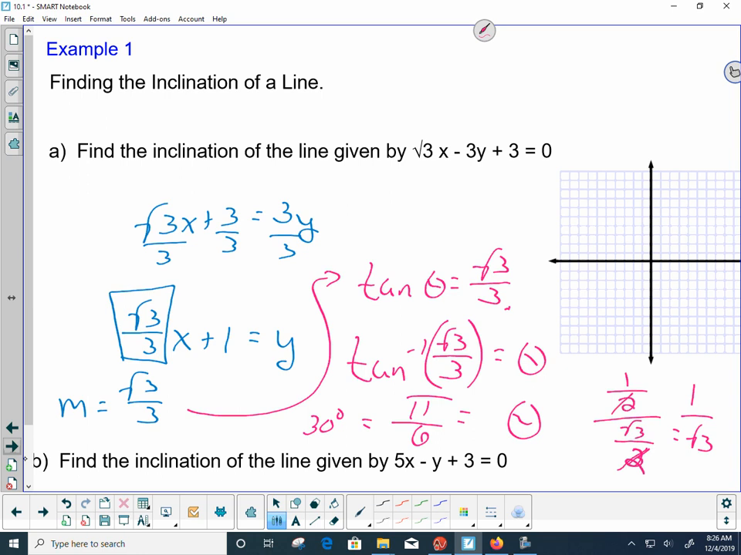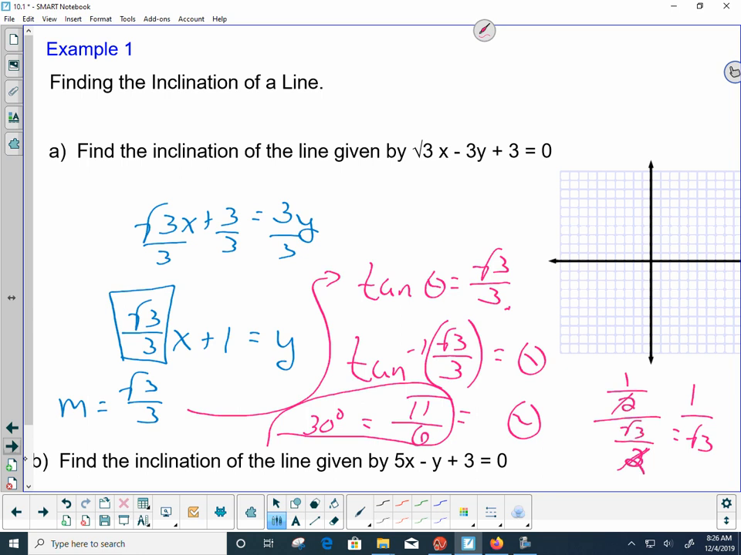But let's face it, if you didn't know it, what would you do? Put it in your calculator. It depends on the question. Sometimes it asks for radians, sometimes it asks for degrees.